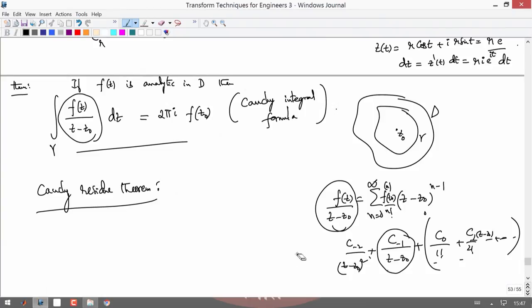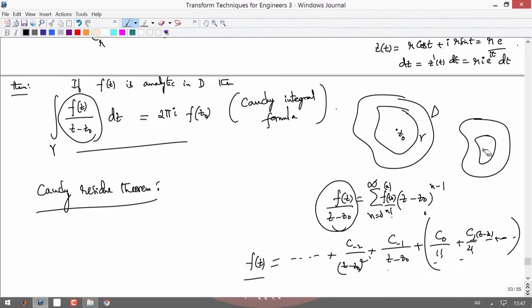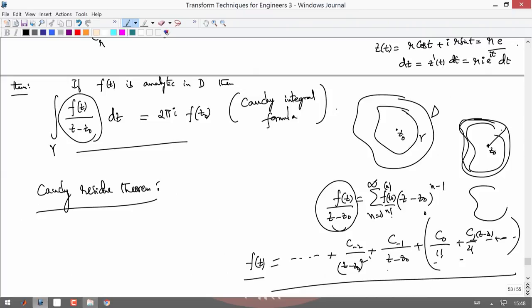And if it is not analytic at all, with some more poles, if you have an infinite series like this, that is called the Laurent series for the function f of z. You have a z naught, and within this domain except this point, this Laurent series is valid and convergent. So this series is convergent at every point inside this domain D except at z naught. Such a thing is called a Laurent series. In the Laurent series, the coefficient of 1 by z minus z naught is your residue.